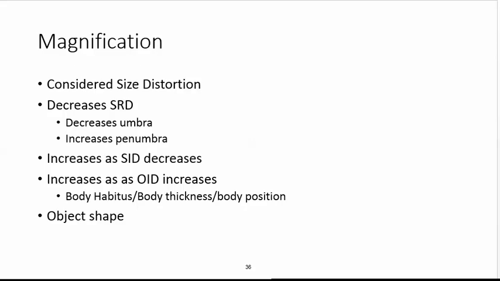If you try to take an X-ray of a patient and their kidney and kidney stone with them prone, then you exactly double the OID. Instead of being 1/3 of the way through the body, your kidney is now 2/3 of the way through. So body habitus, body thickness, and body position can all affect your OID.